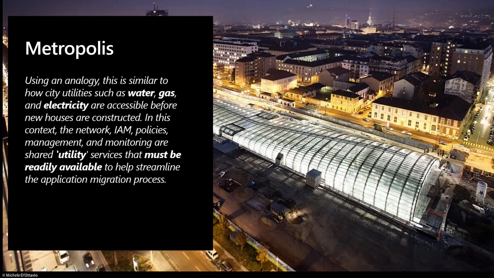Instead of talking about water and gas, you talk about virtual networks, identity access management, specific roles, security policies, management and monitoring features. So a lot of different so-called shared utilities that must be available, must be ready before application teams start to deploy workloads on Azure. So again, a very good analogy between a metropolis and enterprise scale.